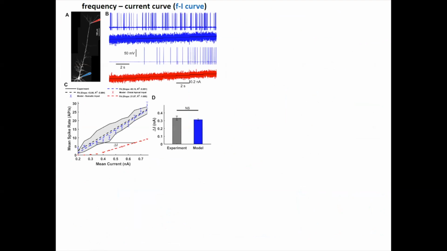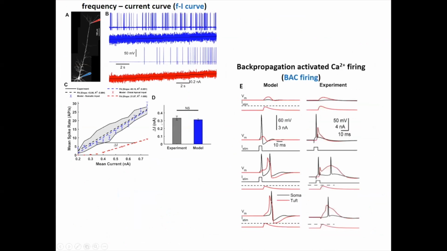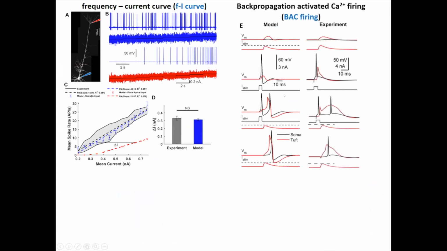We reproduce the current-spike rate sensitivity of these two regions, which are differentiated in terms of the energy that has to be injected in these two regions. As seen in this figure, we have also been able to reproduce the synaptic coincidence, the input coincidence strategy that this neuron uses, which is called backfiring.